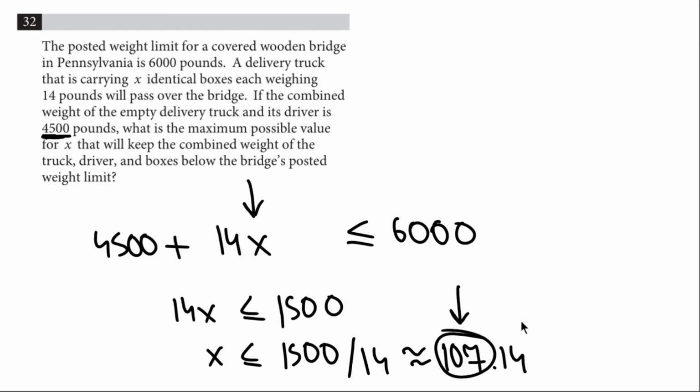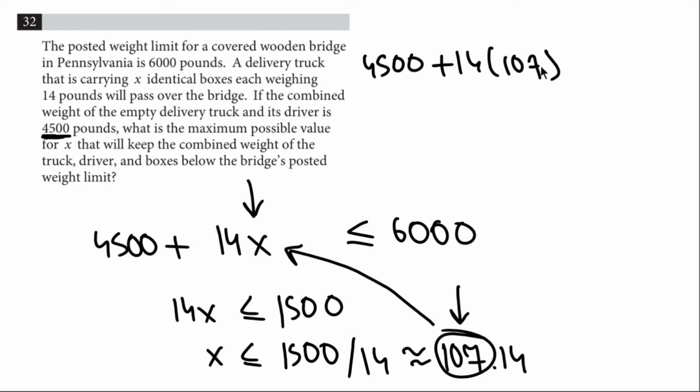Now let's plug it back and let's see how much that is going to be. So 107 plugged in here is going to give us 4,500 plus 14 times 107. And when we plug everything into the calculator, we will get 5,998 pounds.